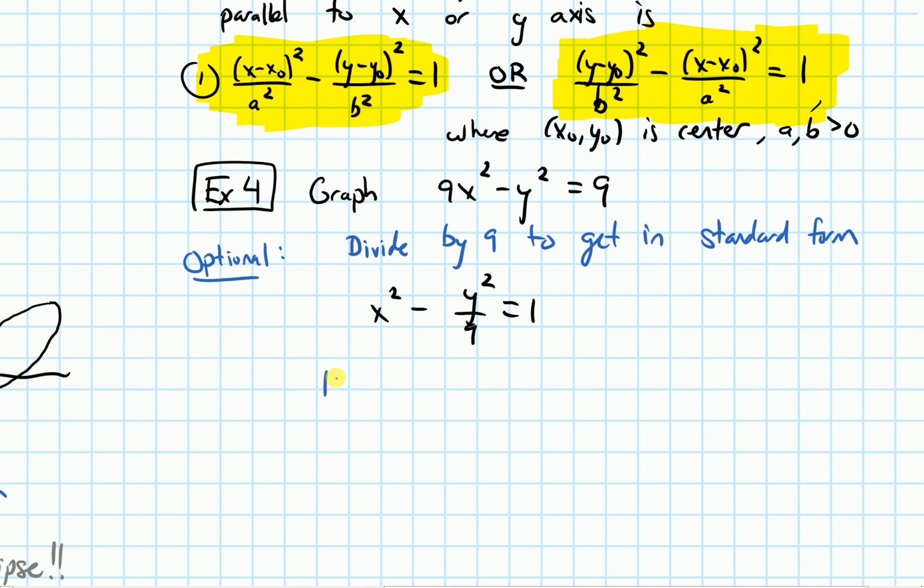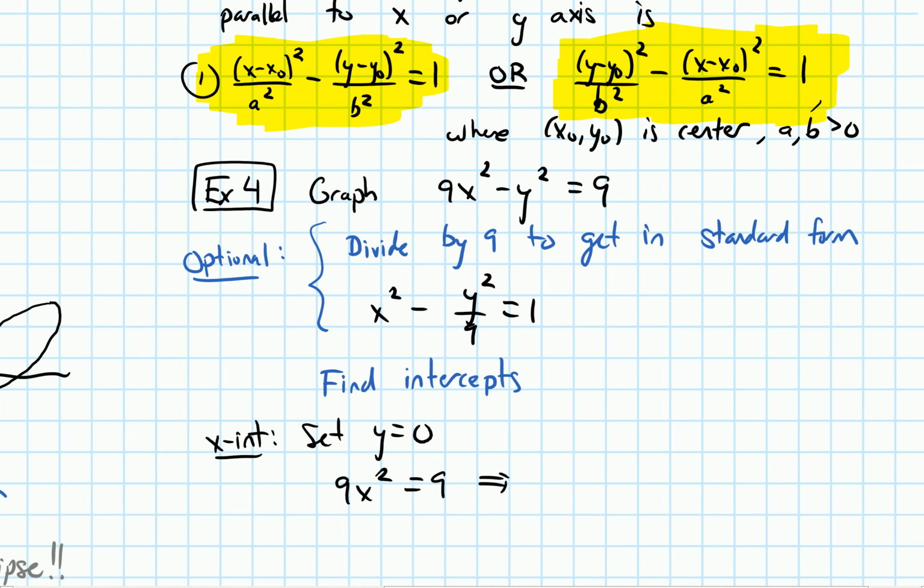Okay, so the next key step to help us graph this is to find the intercepts, just like we did with ellipses. I could have gone into this finding intercepts step right from the beginning. That's why I call these first two lines optional. I just did the first two lines to really convince myself that this was a hyperbola. So let's get the x-intercepts first. Let's set y equal to 0. When we do that, we get 9x squared equals 9. Isolating, we get x equals plus or minus 1. So the x-intercepts are (1, 0) and (negative 1, 0).